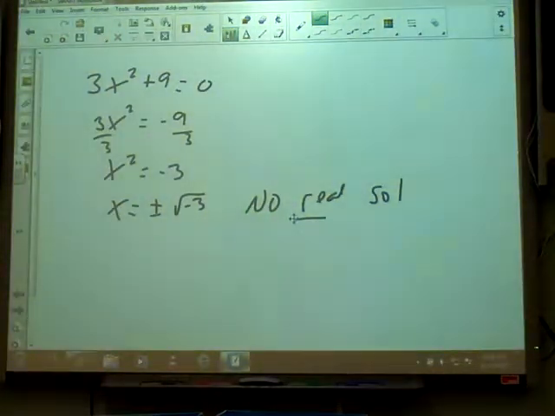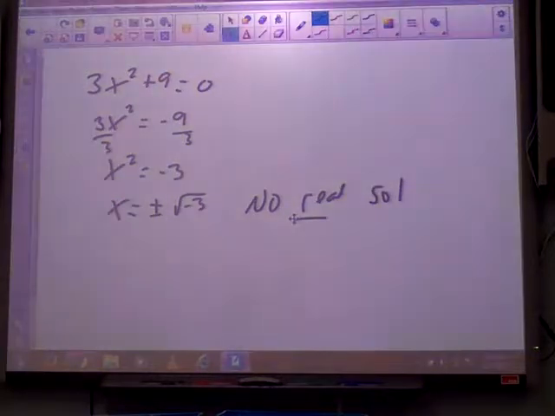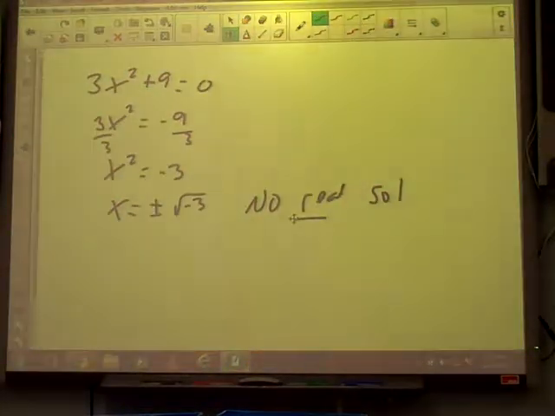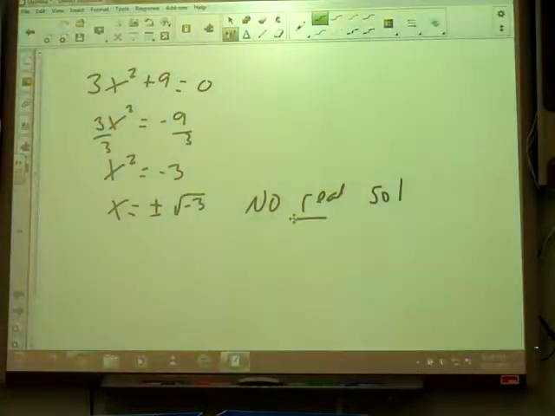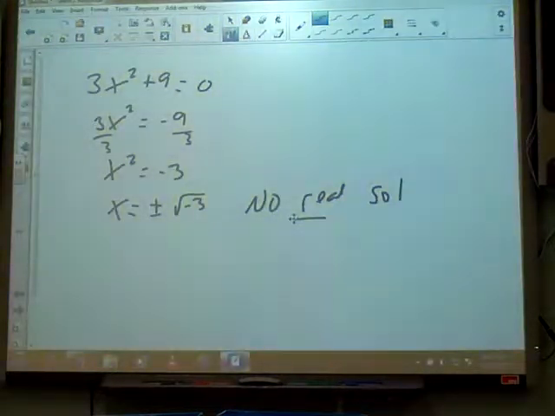Why doesn't the calculator know about imaginary numbers? It does. In mode, you can go and find it, but you have to set it for that. Are you going to do that for us? Maybe. Hope so.